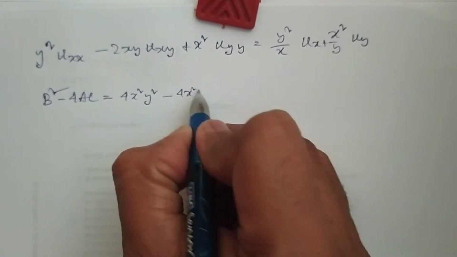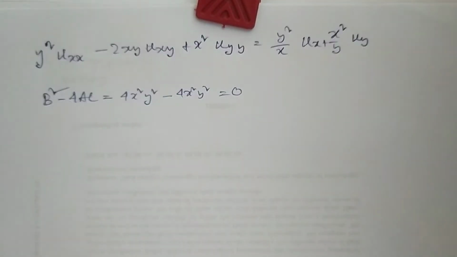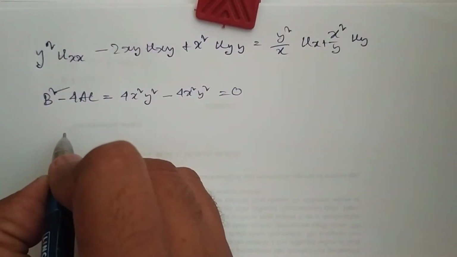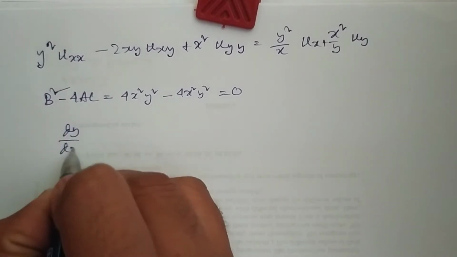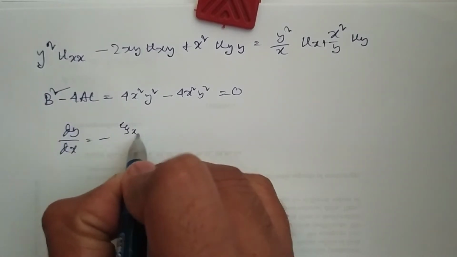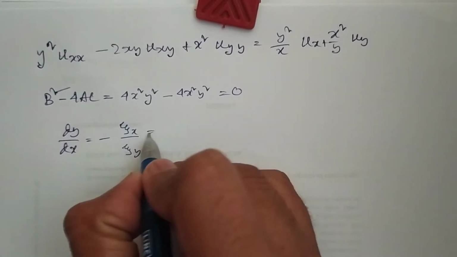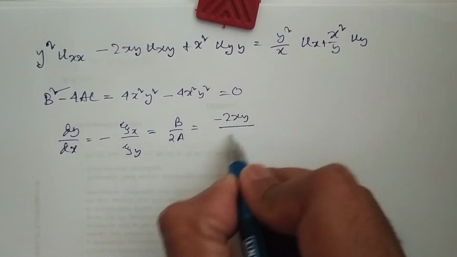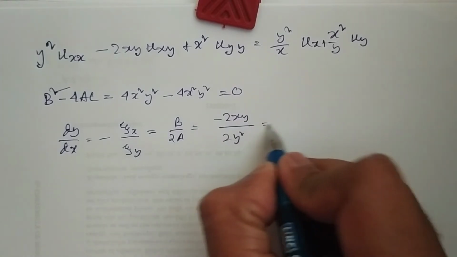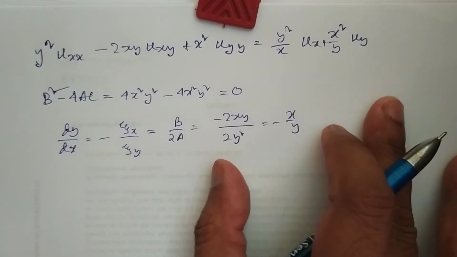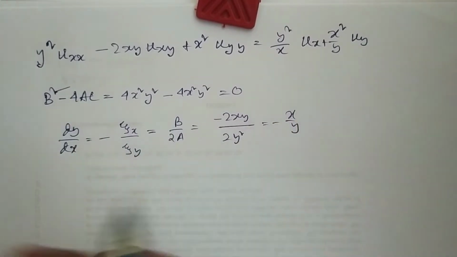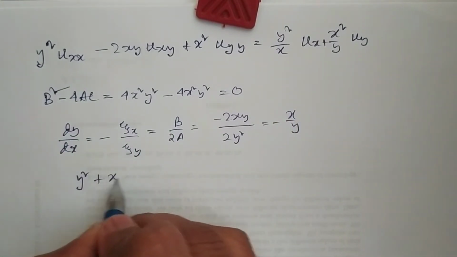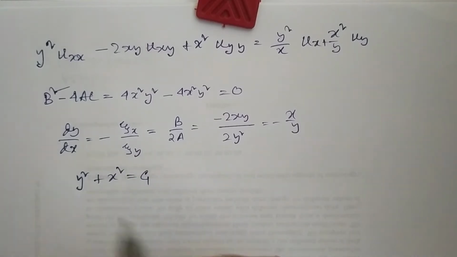minus 4x square y square itself, so equal to 0. Now discriminant turns to 0 means this is a parabolic type PDE. So the characteristic equation is dy/dx equal to minus xi x over xi y, which is beta over 2a, equal to minus 2xy over 2y square, equal to minus x over y. And y this side, x this side, so we have y square plus x square is equal to constant.